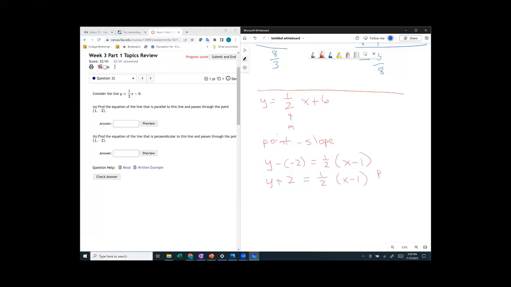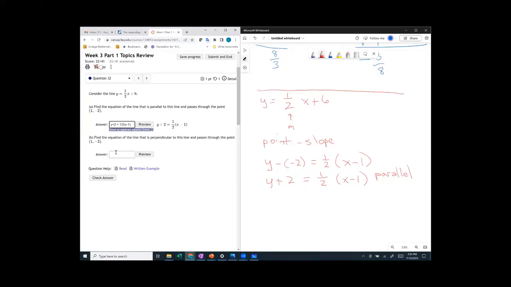This is parallel, and it's in point slope. It's not a problem for it to be in point slope. Just leave it in point slope. Unless it says you have to put it in slope intercept or standard form, it doesn't matter what form you put it in. So here I have y plus 2 is equal to 1/2 times x minus 1. Now, look how easy this is going to be.